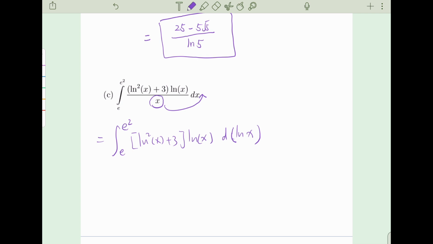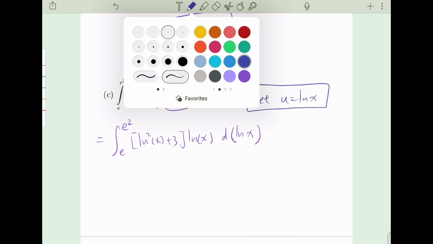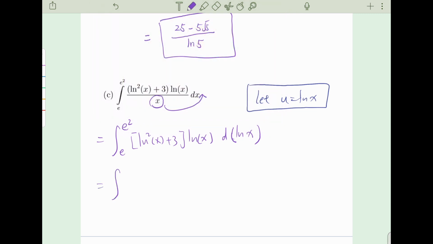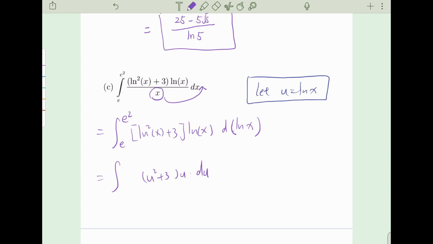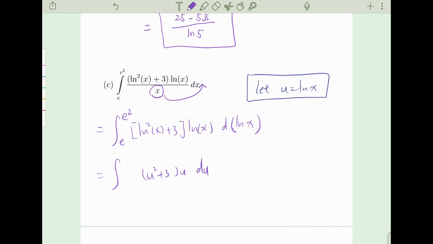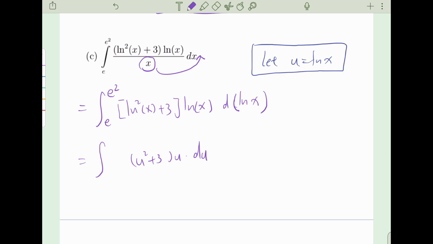Now we can view this ln x as a whole thing, because in our expression the only thing that we have is ln x, right? So now we will let u equal ln x, and the whole expression can be written as u squared plus 3 times u du. My new upper bound is ln e squared, so it's 2, right? And ln e is 1, right?